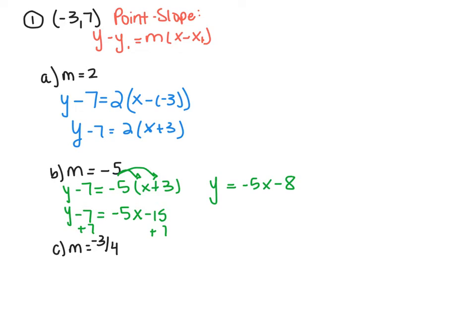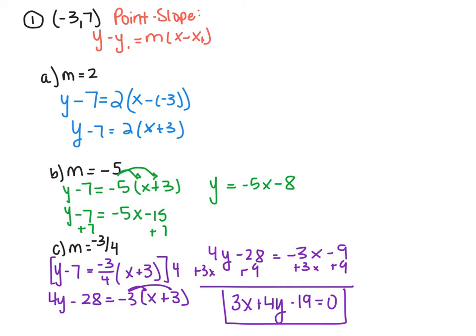So this one, they give us a gradient of -3/4, but they want us to write the answer in standard form, ax plus by plus c is equal to 0. So I started out in point-slope form. y minus 7 is equal to -3/4 times x plus 3. What you should notice for all A, B, and C, the only thing that changed is the slope, because the point stayed the same. So here your slope was 2, here your slope was -5, here your slope was -3/4. That's the only thing that changed.